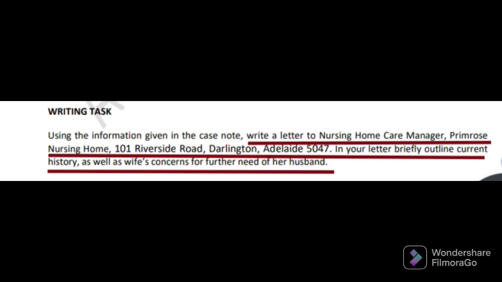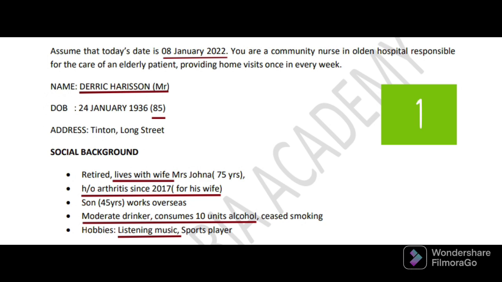We should not just go to the patient, what the things are, and what the recommendations are, and finish it off. Not like that. In the writing task, if something is specified, you should not skip that point. Example, same here, current history as well as wife's concern. Then we will move to the writing task. Assume that today's date is 8 January 2022. So you got the date, that is the exam date mostly.